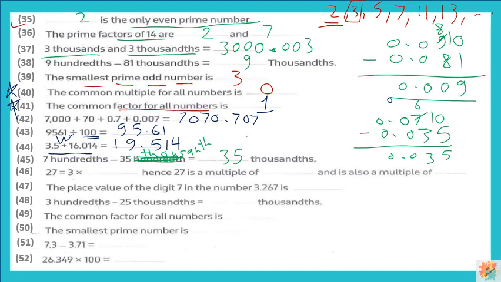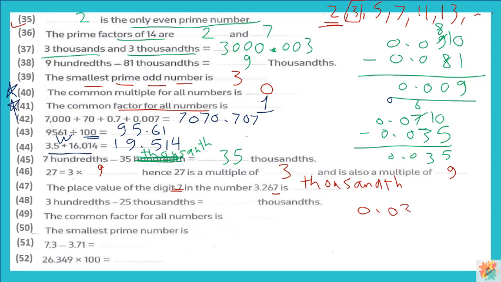Question number 46. 27 equals 3 by what? 3 by what equals 27? Bravo عليكم, it's 3 by 9. So 27 is a multiple of 3 and also a multiple of 9. يبقى المالتيبل ان 27 هي موجودة في table 3 وكمان موجودة في table 9. The place value of digit 7. 7 الموجودة at the end it's called thousands. Yes, excellent. It's thousandths.